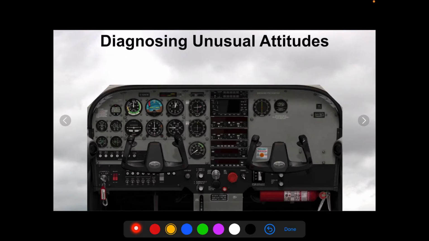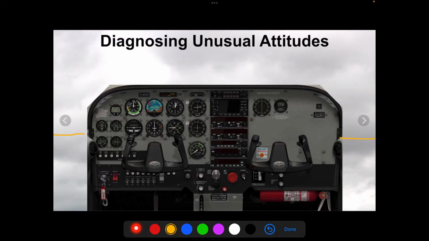Now, I also want to mention what you might also see on your other instruments because it's important to cross-check your instruments with one another to make sure you're not just using one faulty instrument, which we'll get to in a little bit. We have our instrument panel here. Let's first consider the nose high. So let's say our horizon is here. Our nose is obviously up here above the horizon.